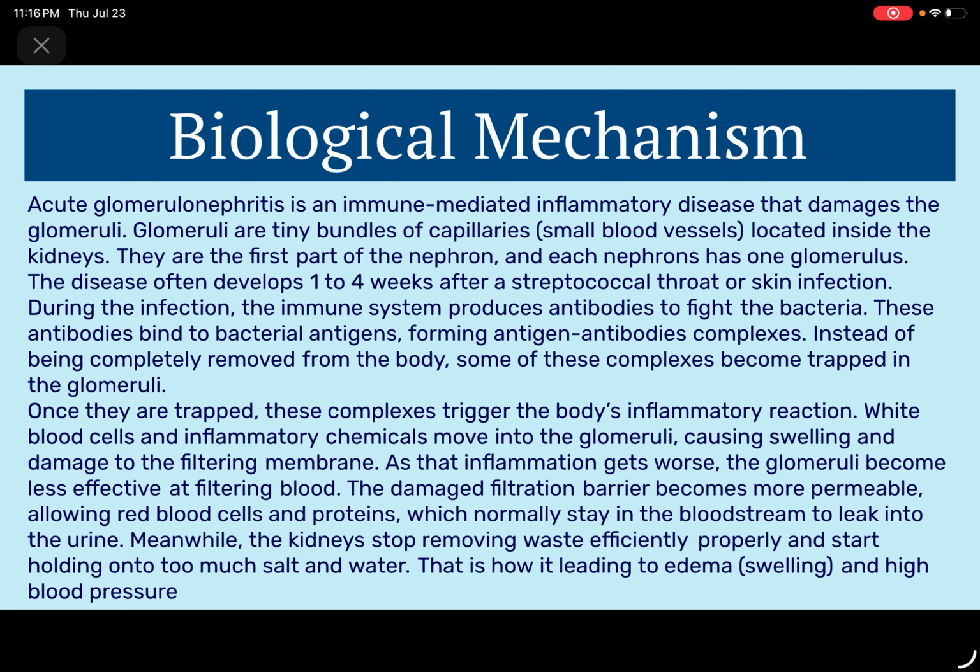The glomeruli act like a tiny filter. Normally they remove waste while keeping blood cells and protein inside the bloodstream. When the immune complexes become trapped in the glomeruli, they trigger an inflammation. White blood cells move into the kidney and damage the filtering membrane. Because of this damage, blood and protein leak into the urine, while waste products like salt and fluid stay inside the body. Now this causes swelling, high blood pressure, and decreased kidney function.